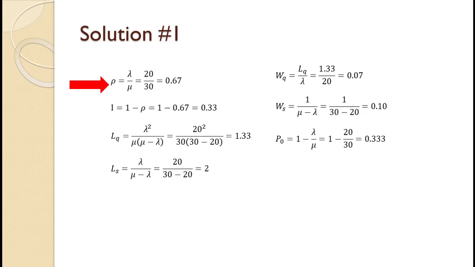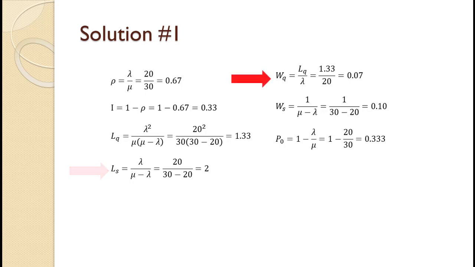System utilization is lambda of 20 divided by mu of 30, or 67%. All percentages are rounded to whole numbers. Percentage idle is just the complement of system utilization, or 33%. The average number in the queue is 20 squared divided by 30 times the quantity of 30 minus 20. That works out to 1.33. The average number in the system is 20 divided by 30 minus 20. That works out to 2.